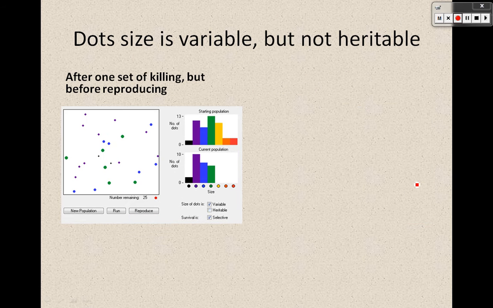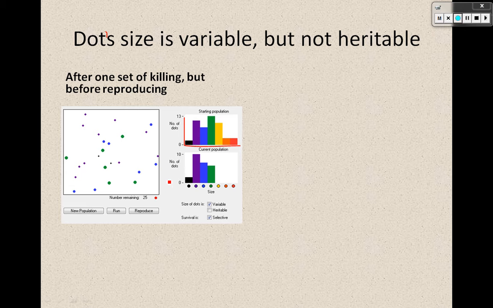Okay, so now let's look at the dot's size. That should be dot's size is variable, but it's not heritable. And there's still selective pressure, so I'm still able to kill off selectively. And so what that means is we still have all different sizes. So this was our original population, okay? And as you can see, remember before I said it looked like a bell curve, every time this program populates, it populates differently. So this one populated a little differently.